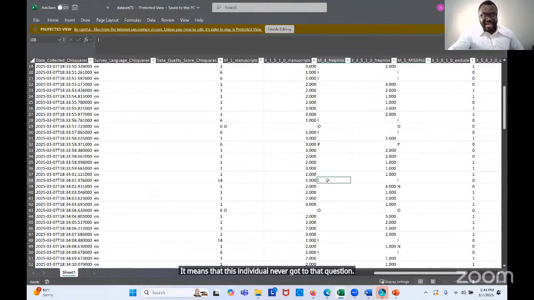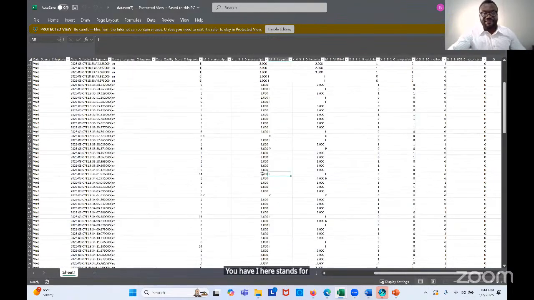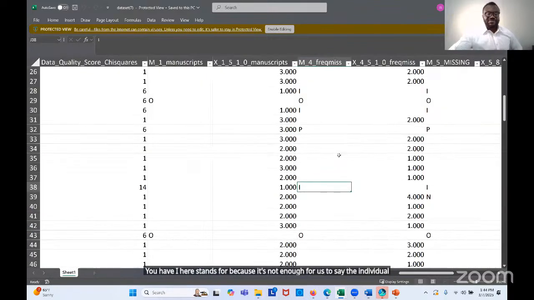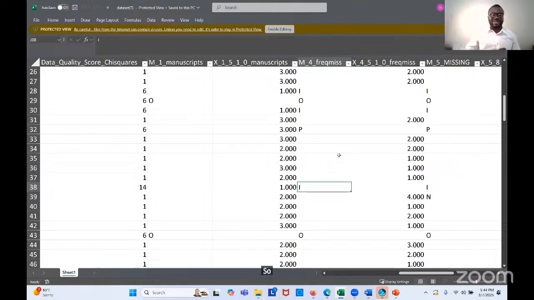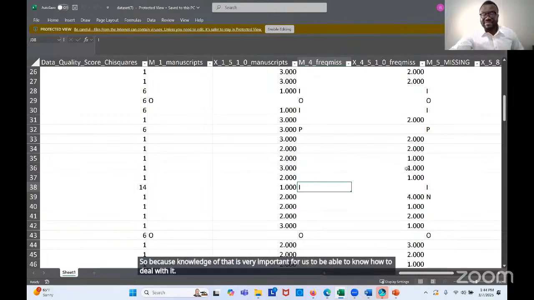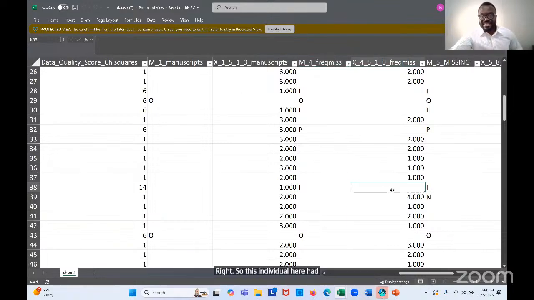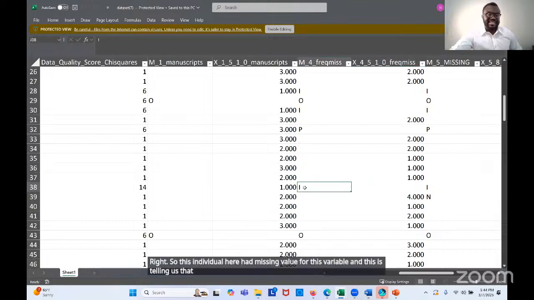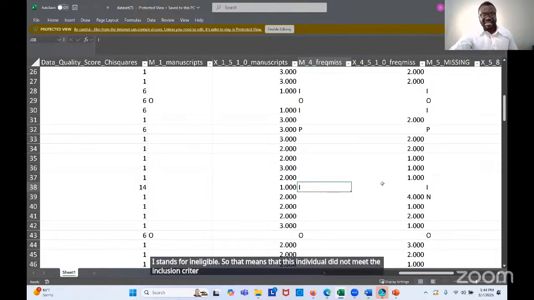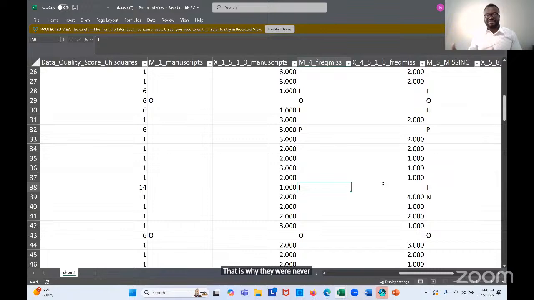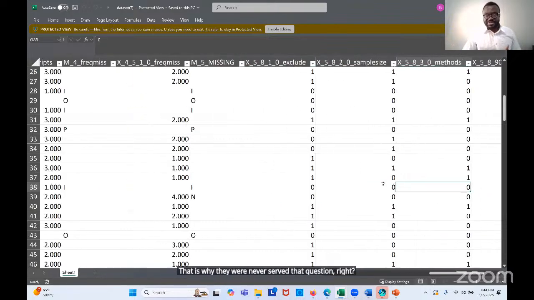You have I here stands for, because it's not enough for us to say the individual has missing value. The question is, what kind of missing value do they have? Because knowledge of that is very important for us to be able to know how to deal with it, right? So this individual here had missing value for this variable, and this is telling us that the code for missingness type is I. I stands for ineligible. So that means that this individual did not meet the inclusion criteria for the study. That is why they were never served that question, right? So this is what we expect.